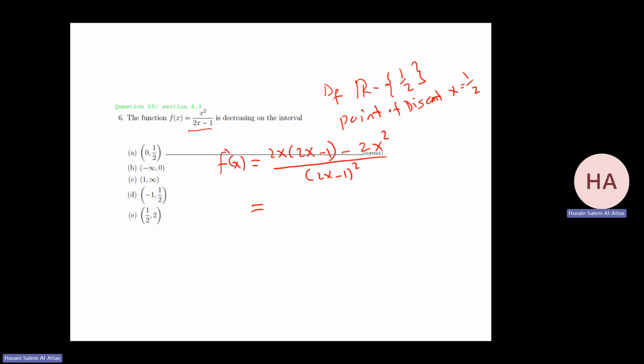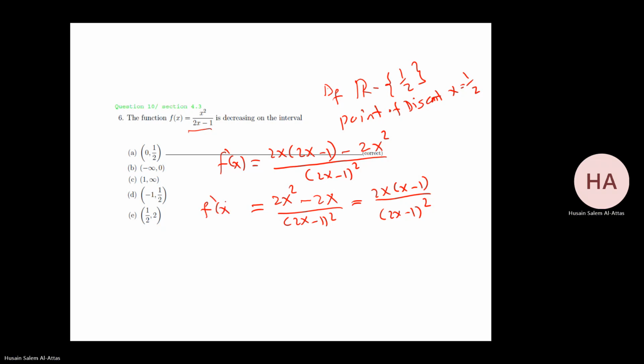Yeah, that gives me what? 4x squared minus 2x squared. That will be 2x squared. 4x squared minus 2x squared, yeah, 2x squared minus 2x over 2x minus 1 whole squared, which is 2x times x minus 1 over 2x minus 1 squared. Okay. This is f prime. Critical numbers: x equals 0 and x equals 1. So plug the numbers. I have 0, half, 1.